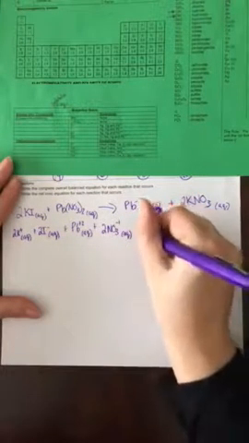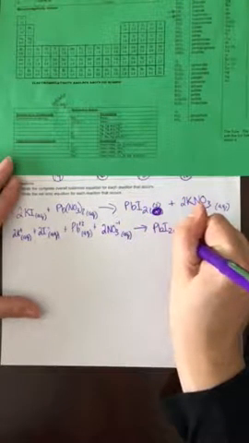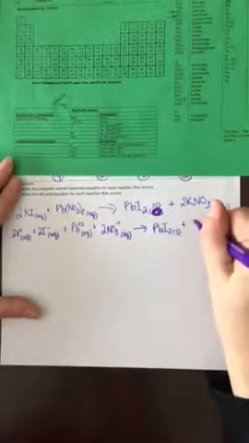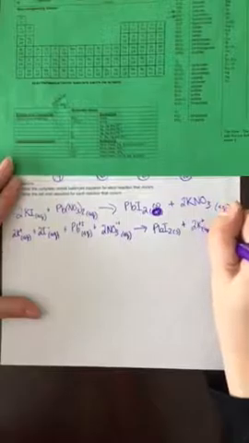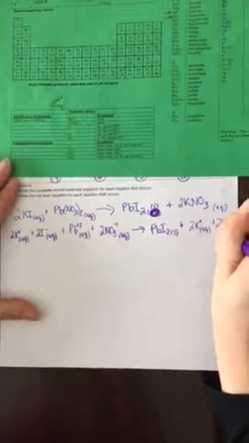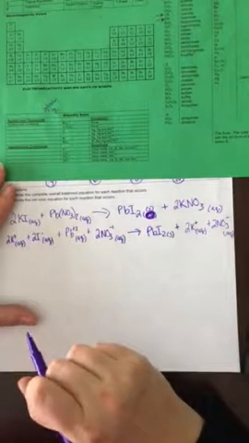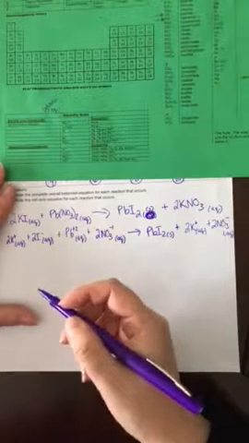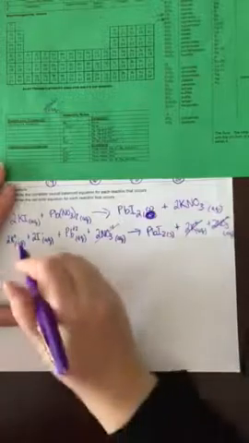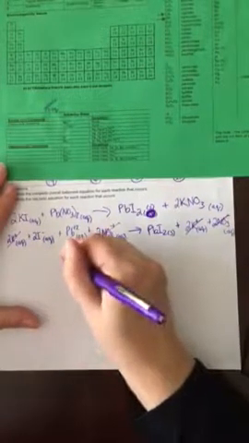You need charges. All right, but here's the deal. The solid doesn't break up. PbI2, solid. Plus, here it's aqueous, so it breaks up again. I have 2 K plus aqueous plus 2 NO3 minus aqueous. The stuff that's on both sides is considered spectators and they don't count. So I can get rid of this and this, potassium and potassium.